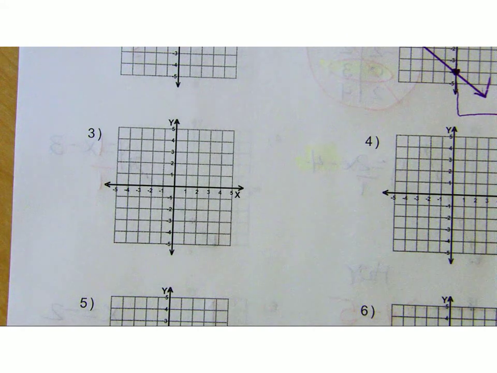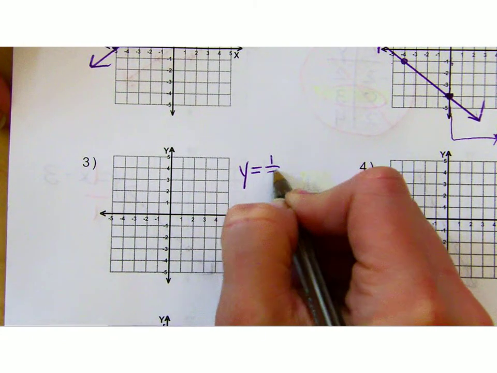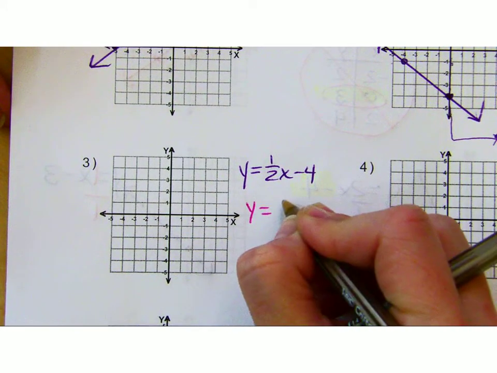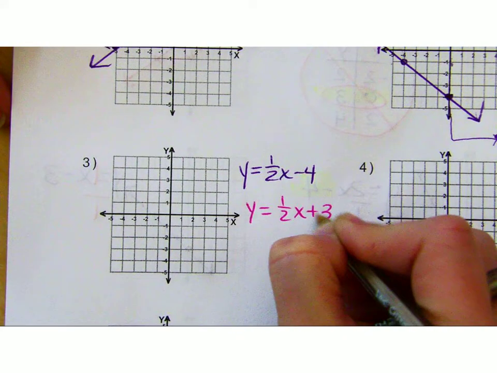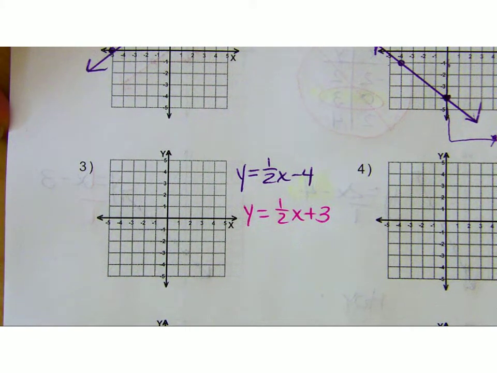I want you to come up with an if-then statement for these 2 lines: y equals 1/2 x minus 4 and y equals 1/2 x plus 3. You might be able to give me the if-then statement without even having to graph them. How many of you kind of know what I'm looking for, and you haven't even had to graph these 2 yet? Okay, let's graph the purple one with purple.